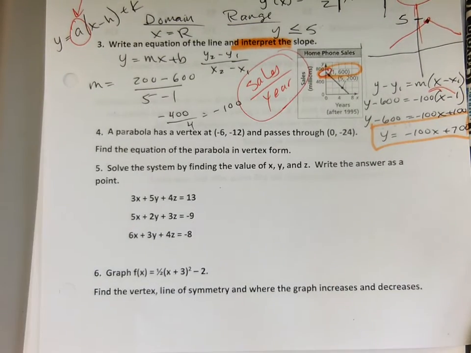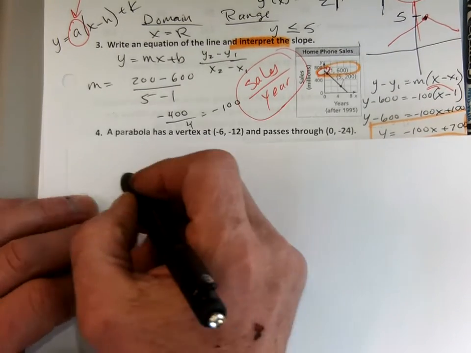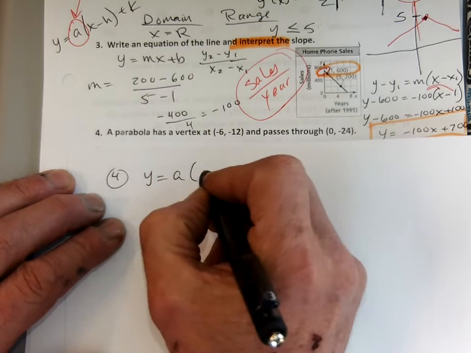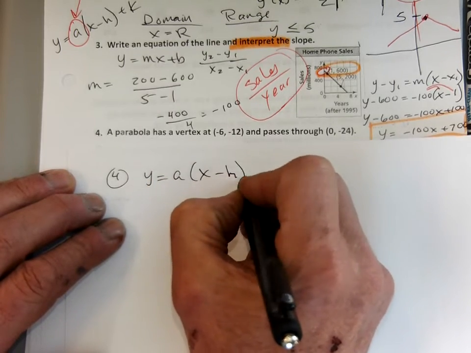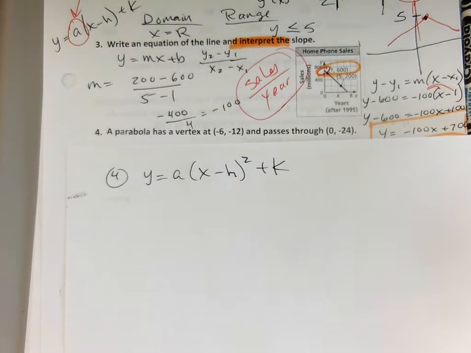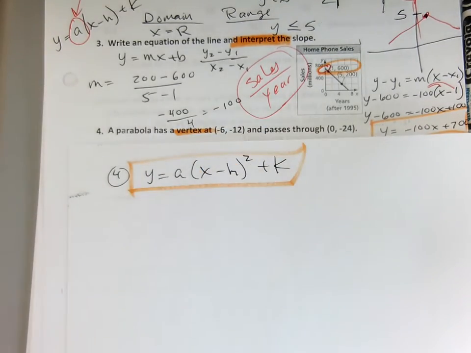Let's go on to number 4. Now, we did number 4 in our warm-up, didn't we? Same exact one. Number 4, y equals a times x minus h squared plus k. That is the formula we need, correct? Because we're asking for vertex form. And there's my equation. Yeah, we did this exact same problem, didn't we? And we'll do it again, because it's good practice.